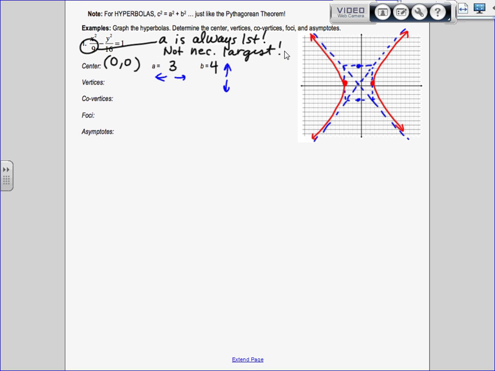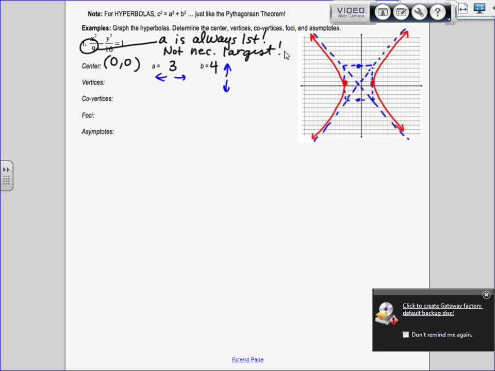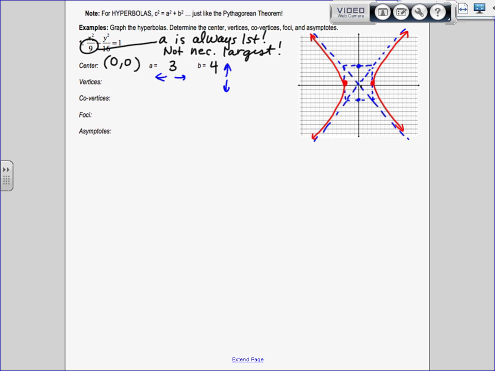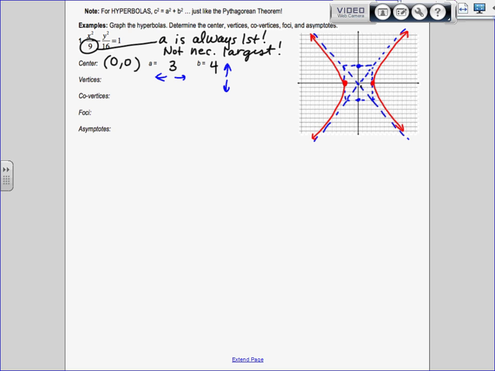All right, so let's go through all this information. So we have the vertices. From my center, remember your center was 0, 0. All right, so my center was at 0, 0. And I moved right 3 and I moved left 3. So my vertices are going to be 3, 0, and they're going to be negative 3, 0.